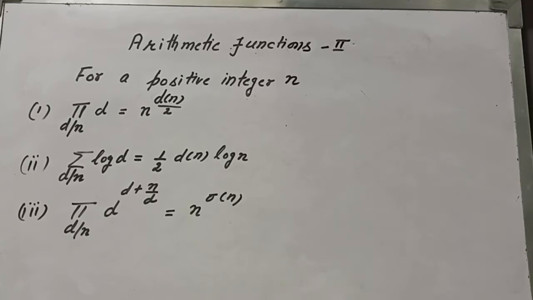In the last lecture of number theory, we defined two arithmetic functions. The first one was the number of positive divisors of a positive integer n, denoted by d(n). And the second function was the sum of all positive divisors of a positive integer n, denoted by sigma(n). So this lecture is a continuation of the first lecture on arithmetic functions. In this lecture, we will discuss three important properties of d(n) and sigma(n). So let's start the lecture.